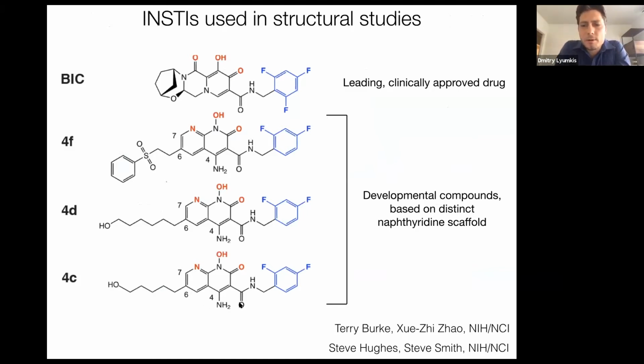And these other compounds are developmental compounds. They are based on a distinct scaffold, a naphthyridine scaffold, and were developed by our collaborators at the NIH, Terence Burke, as well as Steve Hughes.